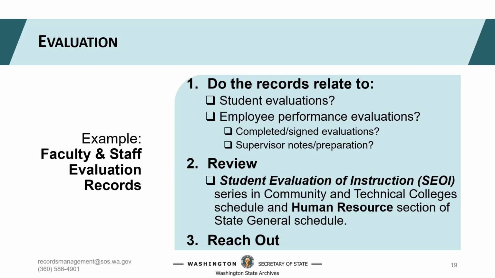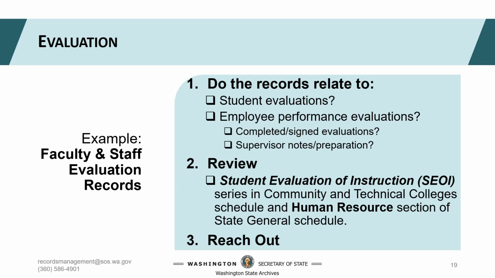Now, let's consider faculty and staff evaluation records. Staff is generally only evaluated by their superiors, which the State General Schedule covers. College faculty are evaluated by their students, which is covered under the Community and Technical Colleges Schedule. Records documenting student evaluations fall under the Student Evaluation of Instruction series in the Community and Technical Colleges Schedule. Records for employee evaluations are found under several series in the State General Schedule.